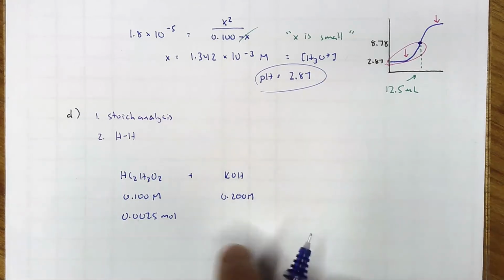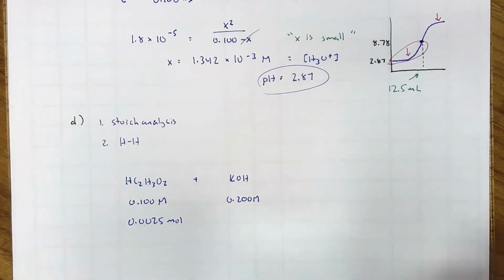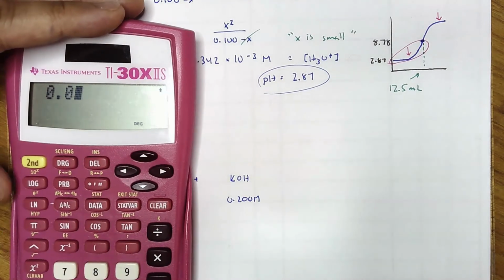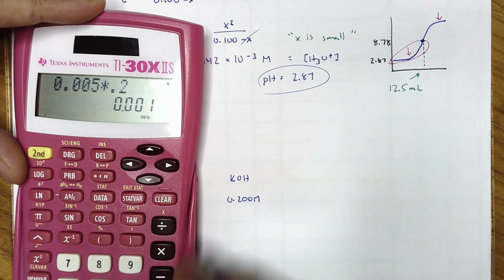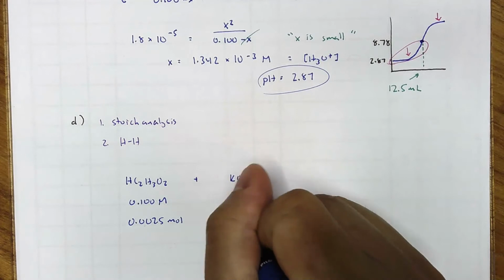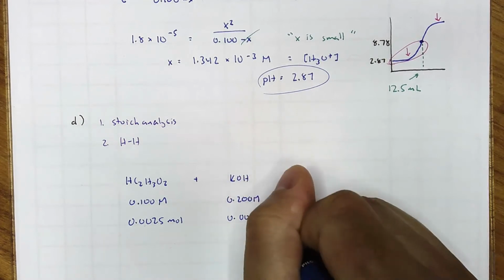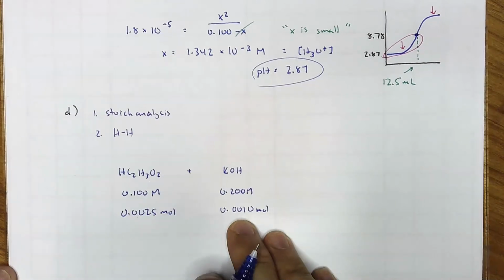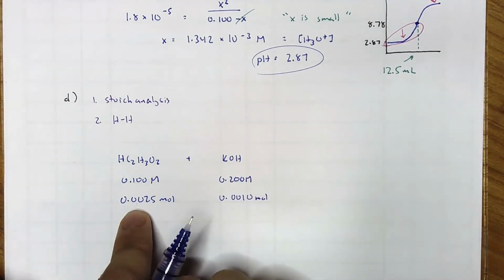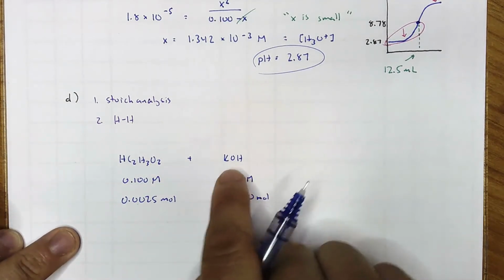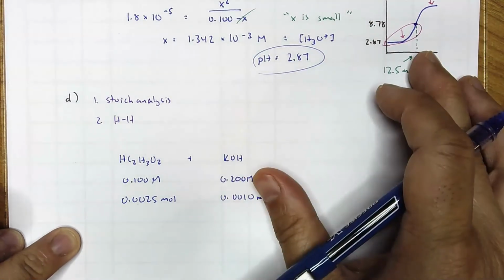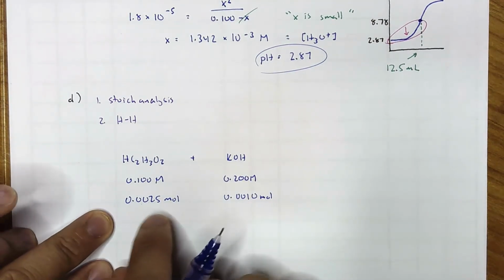Oh, here it is. We added 5, right? We're adding 5 milliliters. So 0.005, so that's liters now, times 0.2. Okay, so we have 0.0010 moles. It's a strong base, so it is going to deprotonate this acid, and we're going to use all of the base because it hasn't reached equivalence yet. So we're going to have leftover acid because it hasn't reached equivalence yet here.